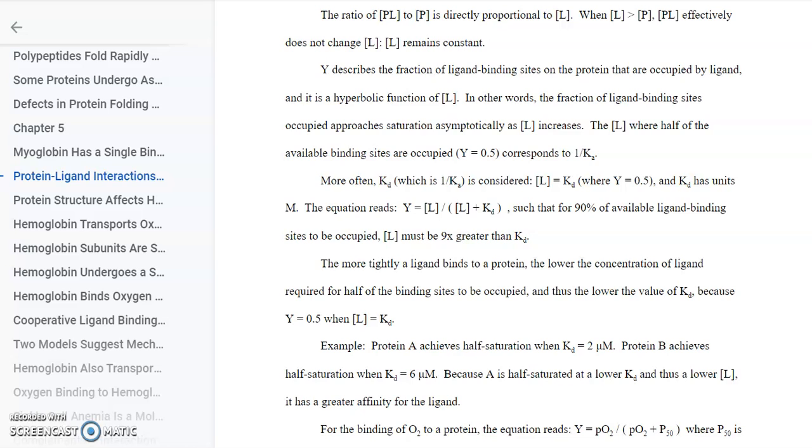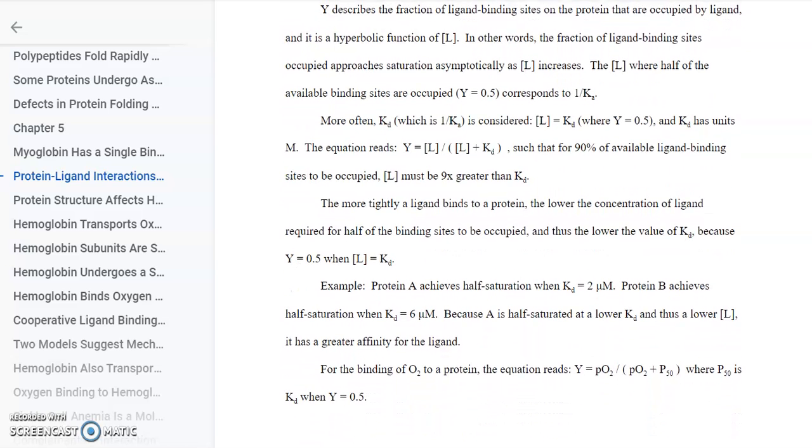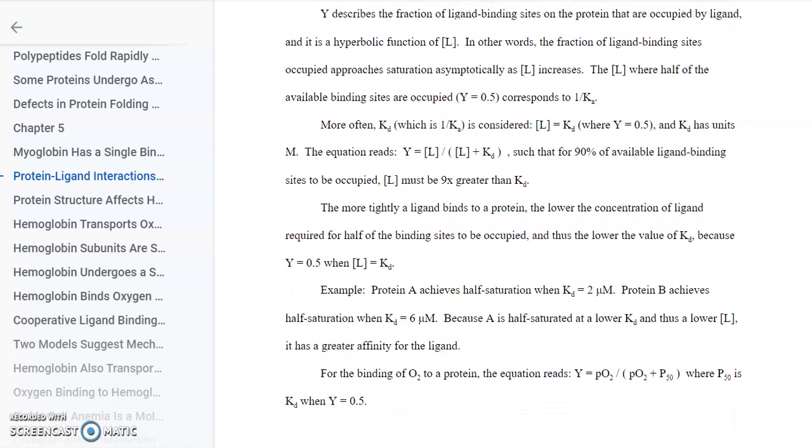Y describes the fraction of ligand binding sites on the protein that are occupied by ligand, and it is a hyperbolic function of ligand concentration. In other words, the fraction of ligand binding sites occupied approaches saturation asymptotically as the concentration of ligand increases. The ligand concentration where half of the available binding sites are occupied, Y equals 0.5, corresponds to 1 over Ka.